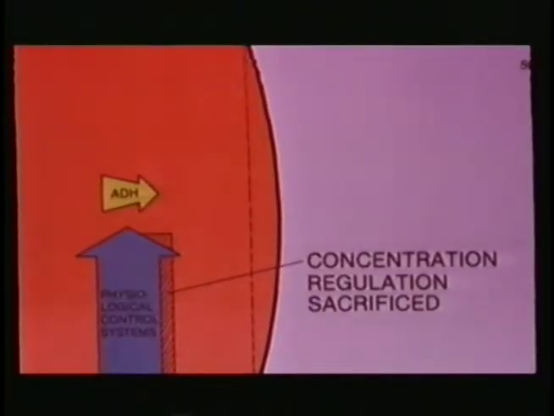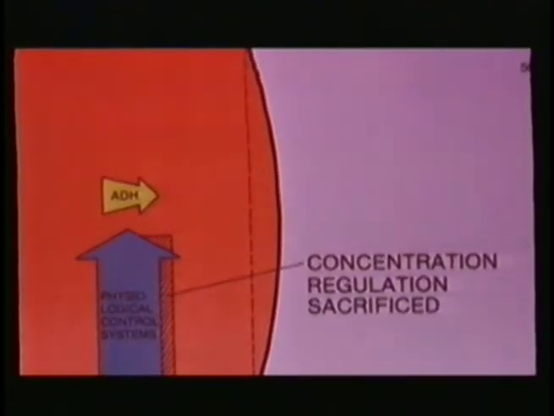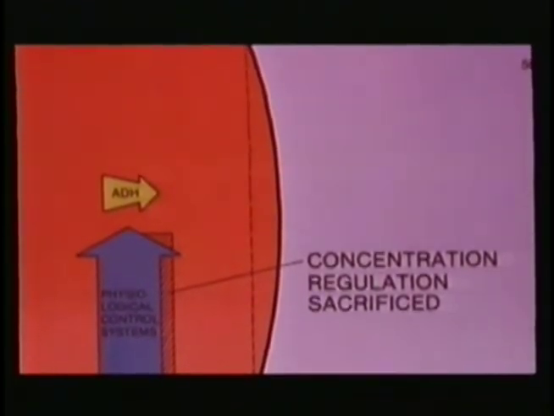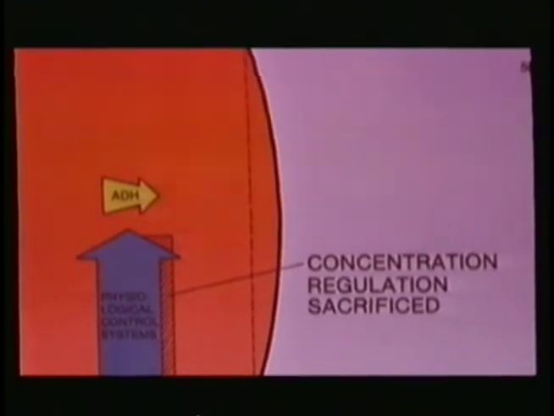Whether the hemodynamic defect results from cardiac failure or liver disease, the patients with impaired circulation and expanded extracellular volume are easy to recognize because of the presence of dependent edema. The physiological control systems respond as though the extracellular fluid volume were contracted. As previously mentioned, concentration regulation is sacrificed to the preservation of an effective extracellular fluid volume.